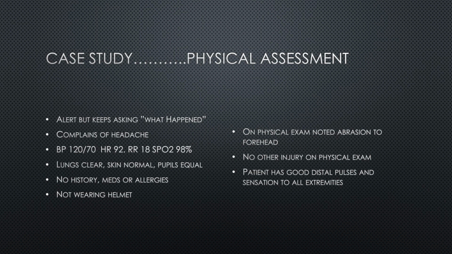Upon physical assessment, again we note he is alert but keeps asking what happened. He complains of a slight headache. His blood pressure is 120/70, heart rate 92, respiratory rate 18, and his pulse ox is 98%. His lungs are clear, skin is normal, pupils equal. He has no history, no medications, and has no allergies. And again, he was not wearing his helmet. On physical exam, you note an abrasion to his forehead. No other injury on physical exam is noted. He has good distal pulses, sensation, and movement to all extremities.